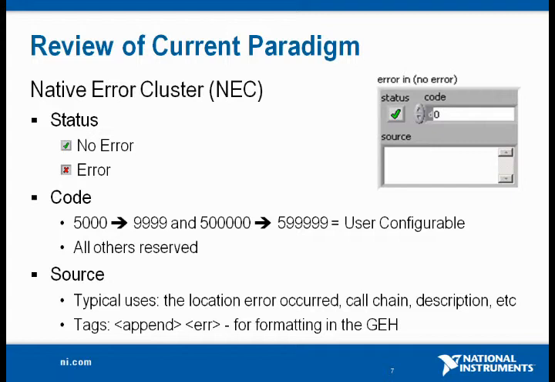The third and last item in that cluster is a source, which is a string. Typical use of that string is you throw in there where the error occurred, perhaps a call chain up to the top level application. So not only do you know where the lower level VI that had the issue was, but you can follow how it was called through the call chain. That's a description.